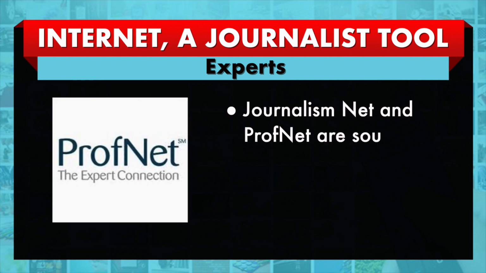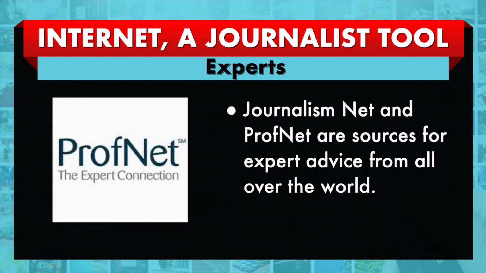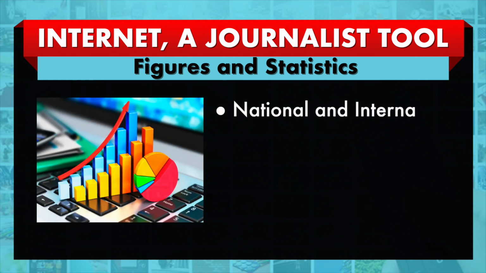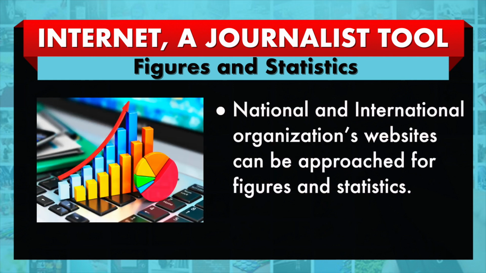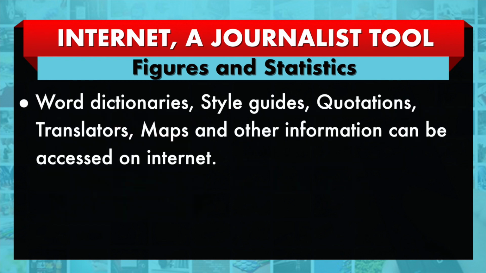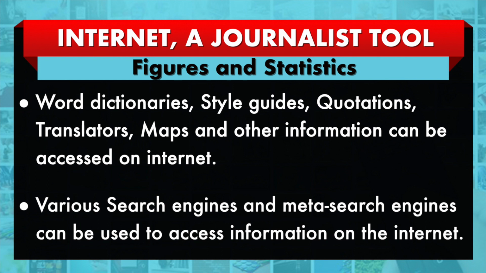Experts. JournalismNet and ProfNet are sources for expert advice from all over the world. Figures and statistics. National and international organization websites can be approached for figures and statistics. Word dictionaries, style guides, quotations, translators, maps and other information can be accessed on the internet. Various search engines and meta search engines can be used to access information on the internet.